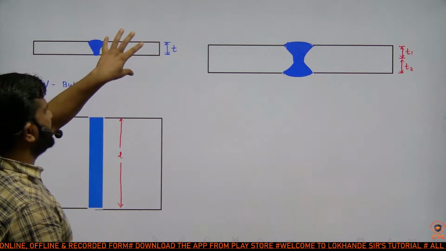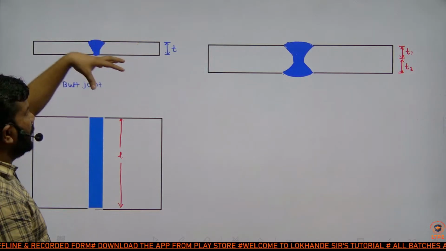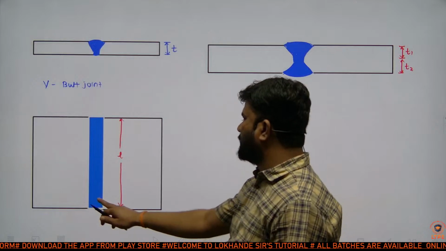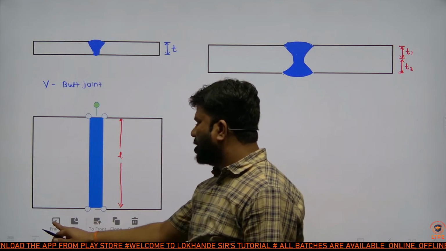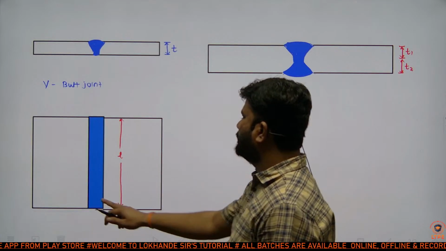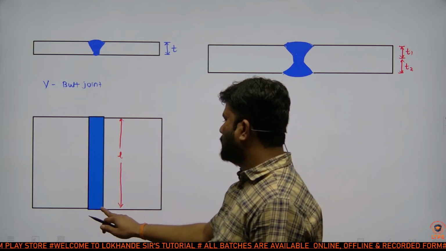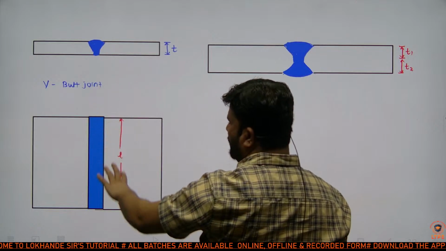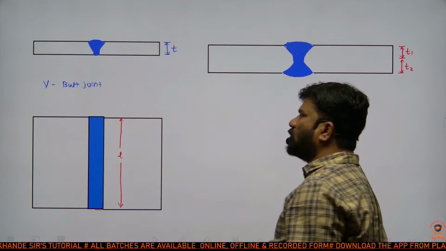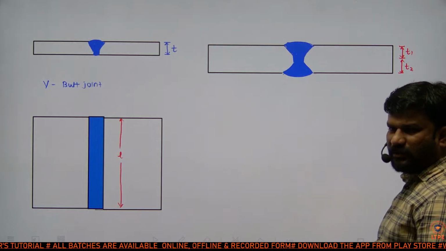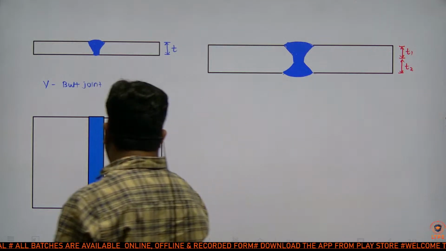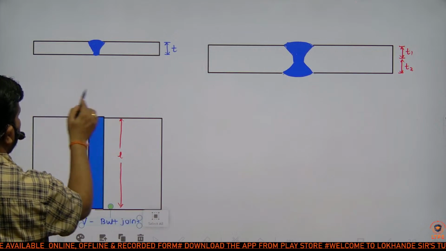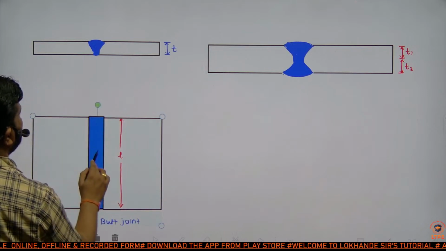Thickness is visible in which view? Front view. And length is visible in which view? Top view. So in top view, the length is available. Assume L as the length of weld and T is the thickness of weld. So this is called a single V butt joint. Which joint? Single V butt joint.